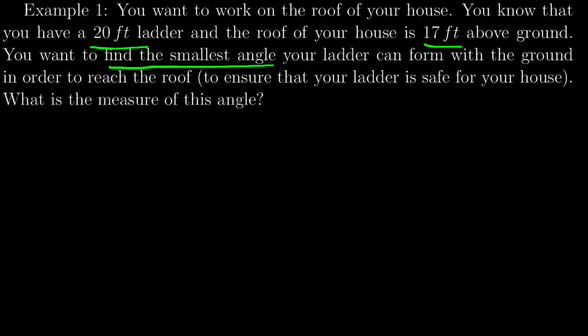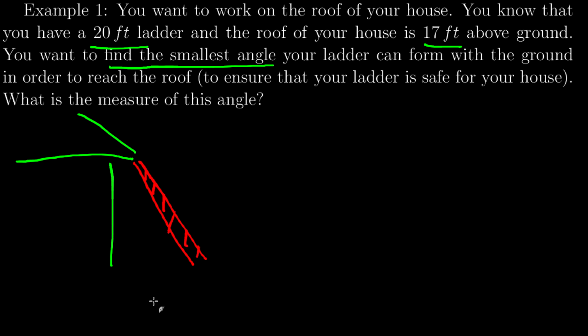Okay, so basically, I'll draw a house and a ladder. So there's our house. Isn't it lovely? Here is a ladder. Isn't it lovely? Don't ask me why it's getting wider at the bottom. It's that type of ladder. Okay. And basically what we have is this. We have a right triangle.